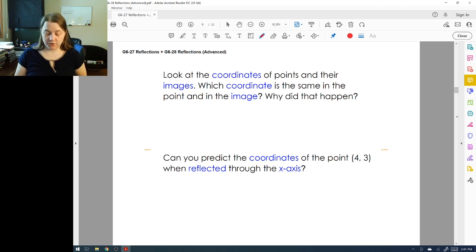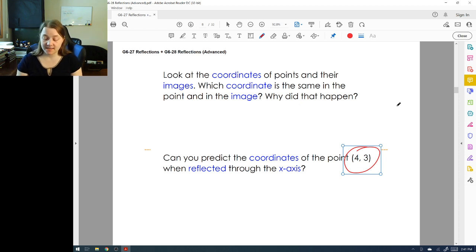So if I were to predict the coordinates of point 4, 3 when we reflect it through the x-axis, remember that the x-axis is the one that goes straight across, not up and down. If I were to graph point 4, 3, to reflect it across this x-axis, I would still run 4, but now I would be falling 3. So that would be 4, negative 3.